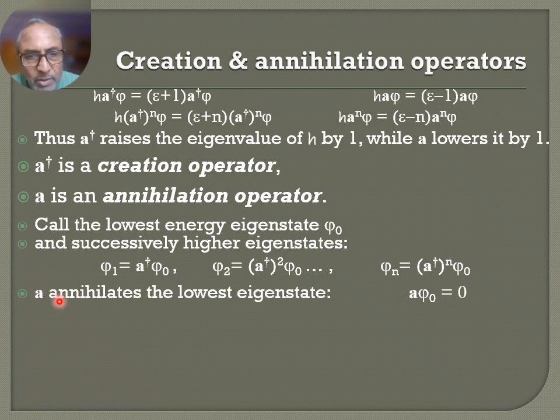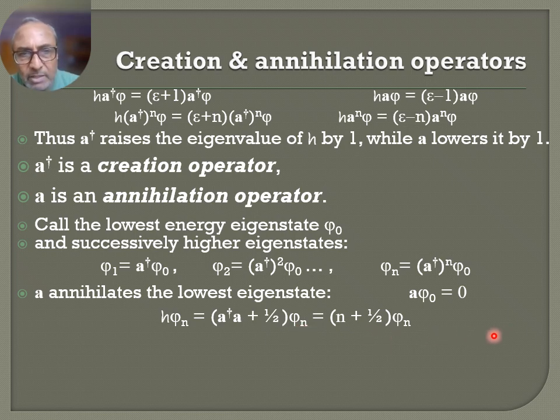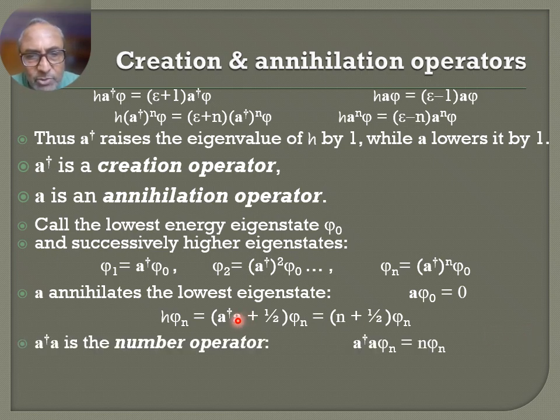Then it can be shown that A has to annihilate the lowest eigenstate, that is, A operating on phi 0 gives 0. Then small h operating on phi n equals A dagger A plus half operating on phi n, which is equal to n plus half times phi n, the solution of the harmonic oscillator that we have already encountered. Thus, this leads to the identification of A dagger A as a number operator, since it gives the number of quanta as the eigenvalue. That is, A dagger A operating on phi n gives n times phi n.